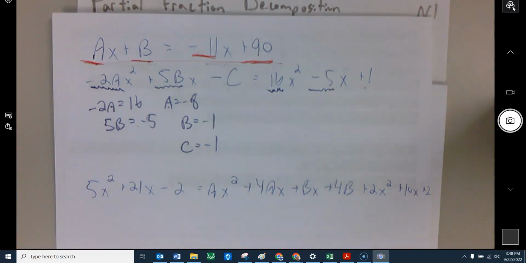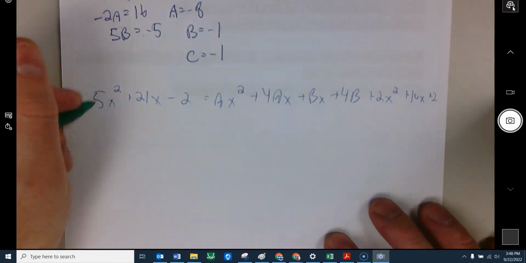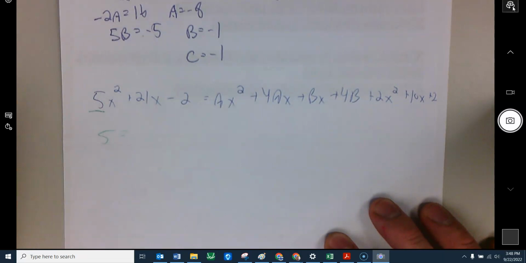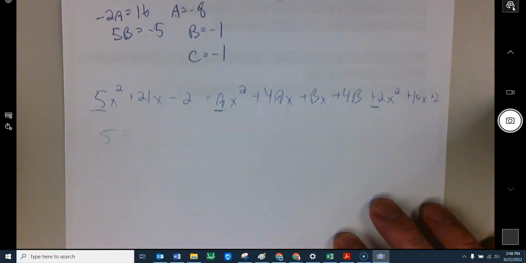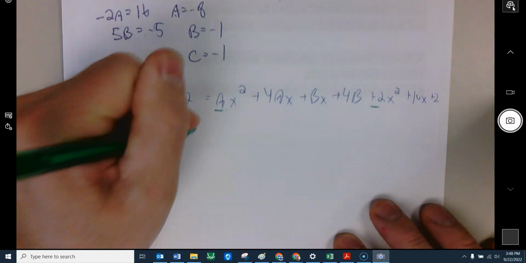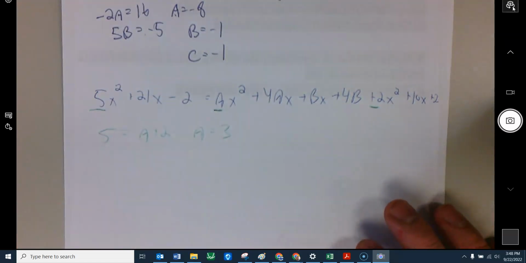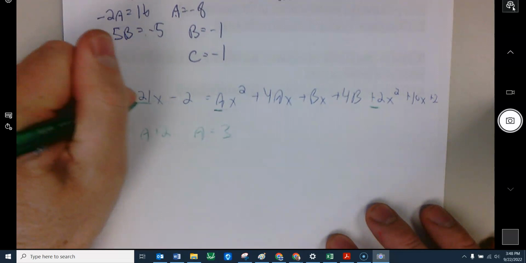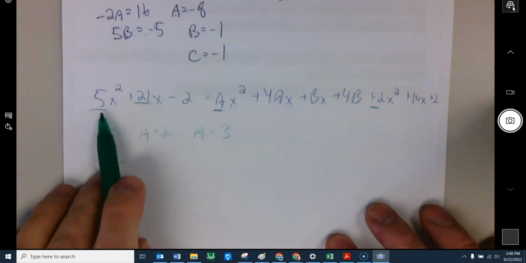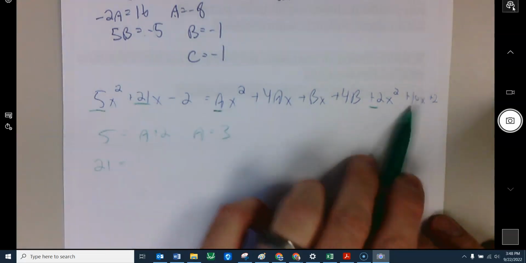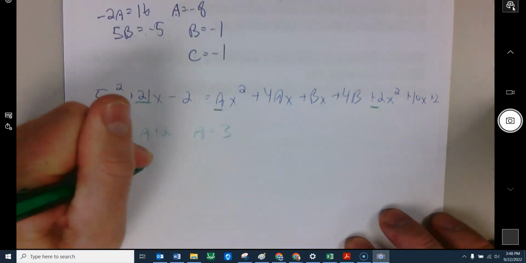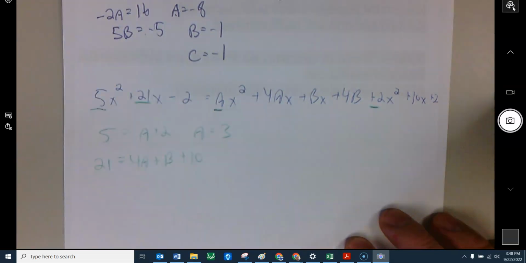Okay, the last one, it's definitely the trickiest, but we can handle it. It's not impossible. The quadratic coefficient, 5, has to be equal to all of the quadratic coefficients on the other side. So I have an a plus 2. And we get a little equation. 5 equals a plus 2. A equals 3. Okay. How about the linear coefficient now? 21 has to equal anything in front of the x. 4a plus b plus 10. Okay. 4a plus b plus 10.